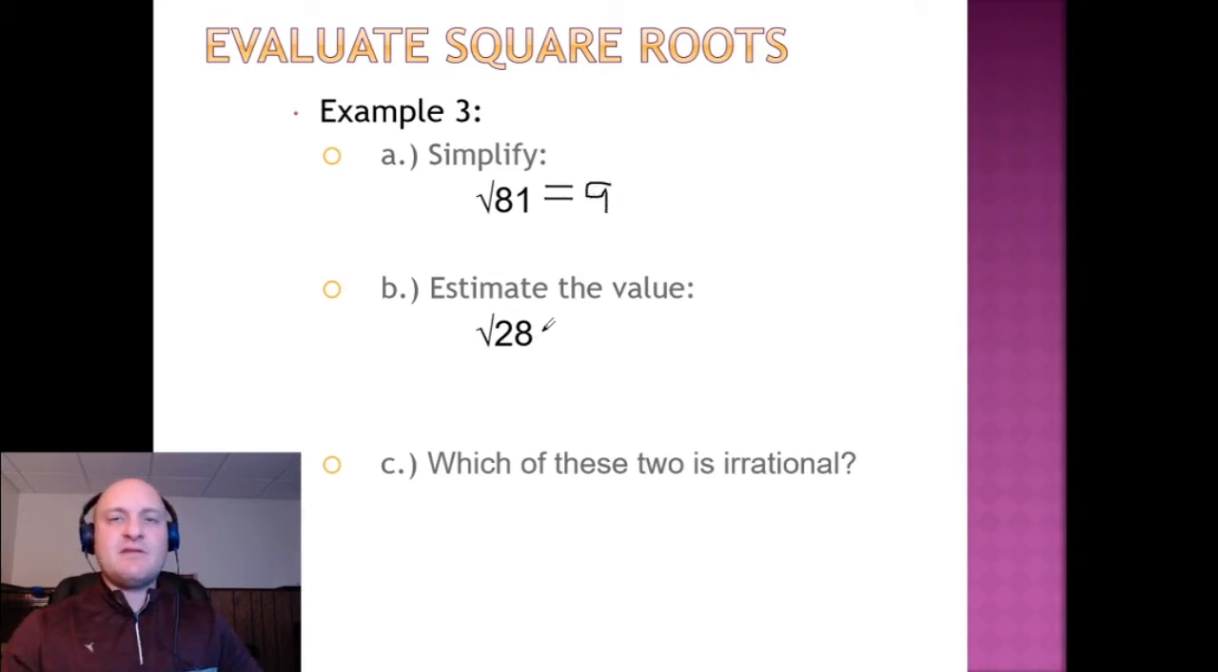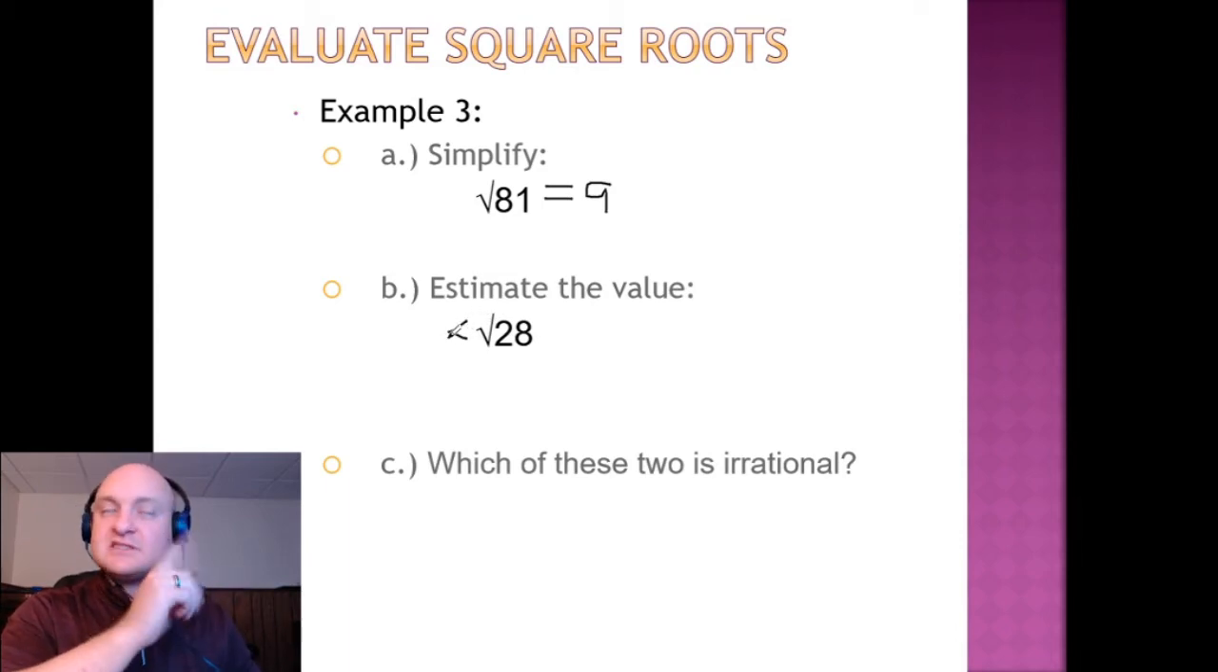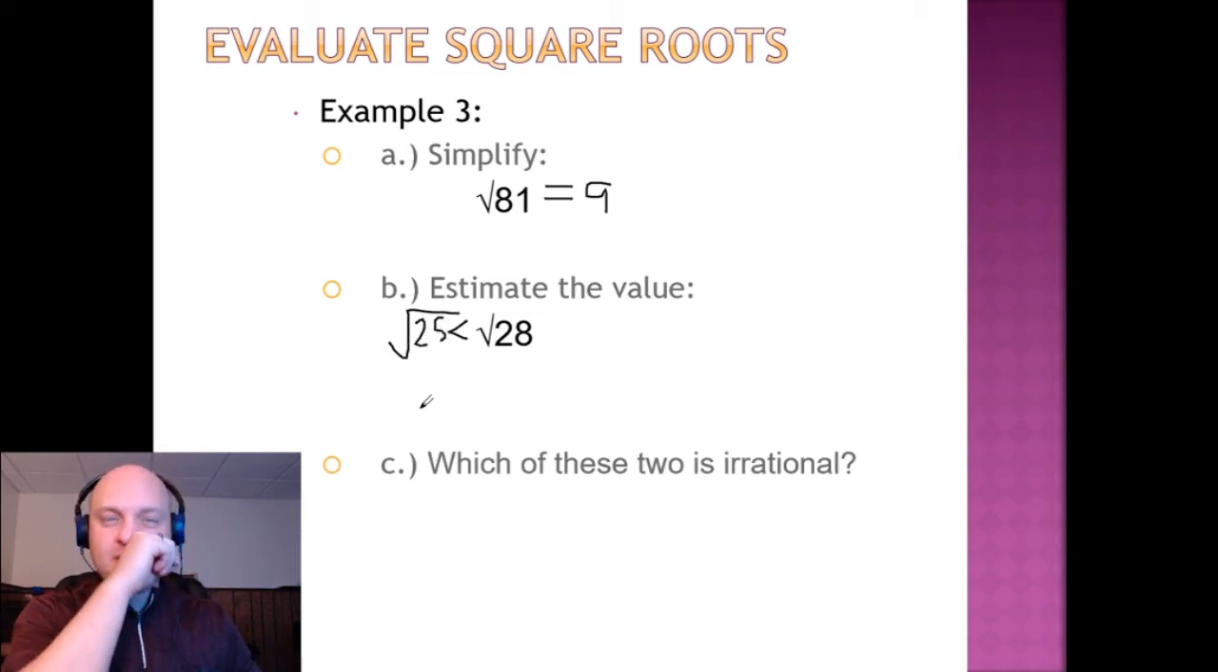Second, if we're estimating the value, I don't know what times itself makes 28. Now, I would never say let's just guess blindly. In fact, I'm going to use a very strategic approach to this. For example, the closest number that can square root nicely to 28 is 25. And I know that if I do square root 25, I'm going to get 5.